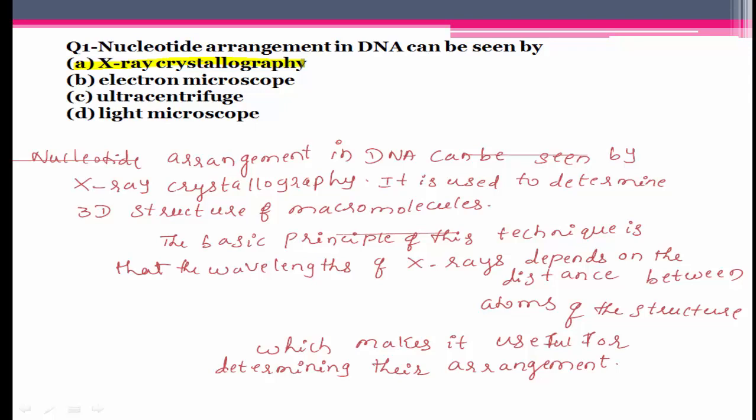The arrangement of atoms in the 3D structure of a macromolecule can be easily identified with the help of X-ray crystallography, and using this method only, Watson and Crick explained the double helical structure of the DNA molecule. The X-ray diffraction method was particularly used by Watson and Crick to explain the double helical model of DNA.